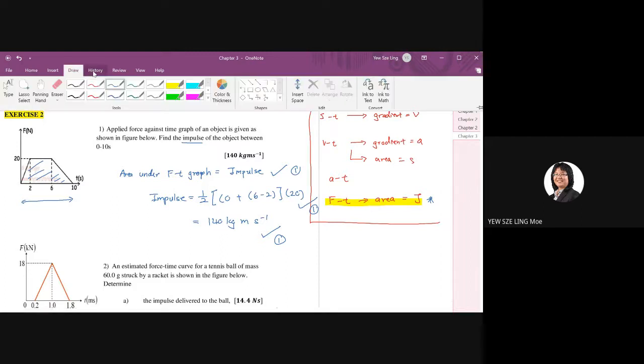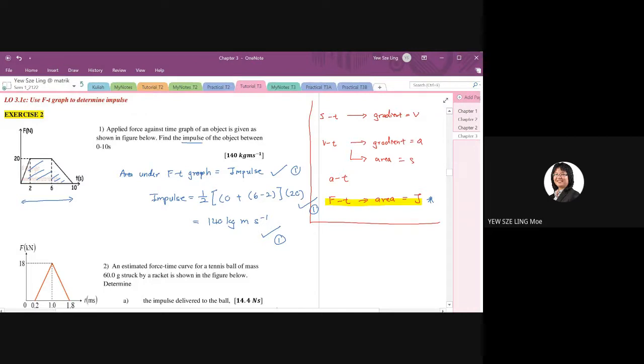Again, like I told you previously, if you don't know how to use the equation for a trapezium, you can always split it into 3 parts. Calculate area 1, area 2, area 3. Then you can calculate J by using area 1 plus area 2 plus area 3, which is correct as well. So in the exam, it is up to you which method to use. As long as you can get a correct answer, that is a correct method.